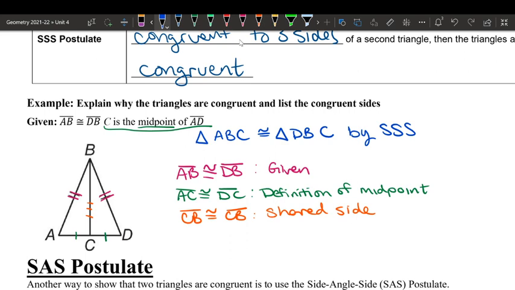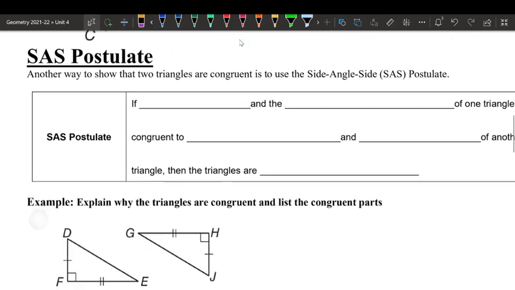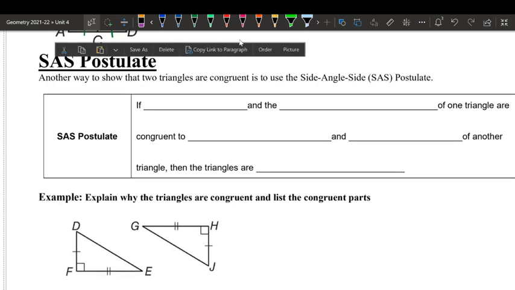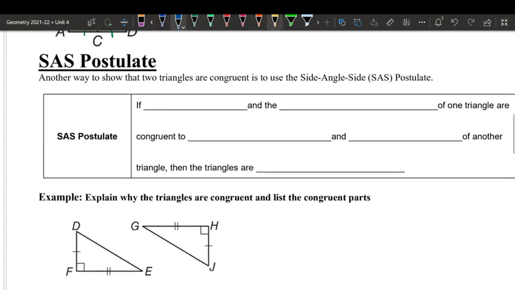Okay, so that's side. All in all, we're going to have 5 of these postulates. Today I'm only going over 2, and then on Thursday we're going to go over the other 3. But these 2 will give you a good start. They're the easier ones. It's nice to start off with the easy ones, right? Alright, so the other one that we're going over today is the side angle side postulate, SAS.